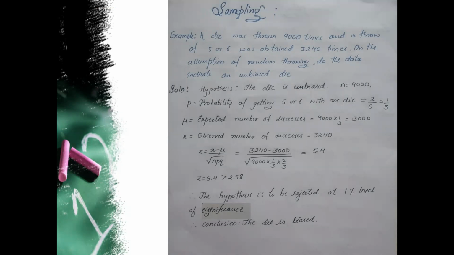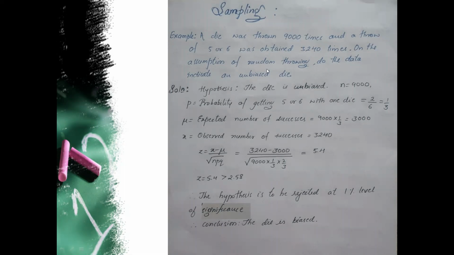The example here is a die was thrown 9,000 times and a throw of 5 or 6 was obtained 3,240 times. On the assumption of random throwing, do the data indicate an unbiased die? So the die is thrown 9,000 times, that is our experiment, and it was seen that 5 or 6 appeared 3,240 times. Now, does this indicate that the die is unbiased? That is what the question is.